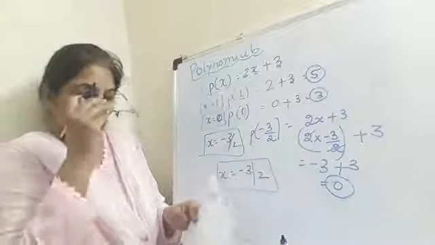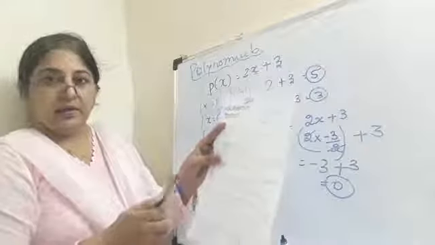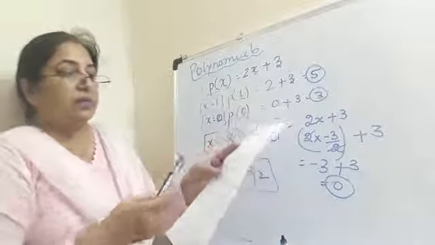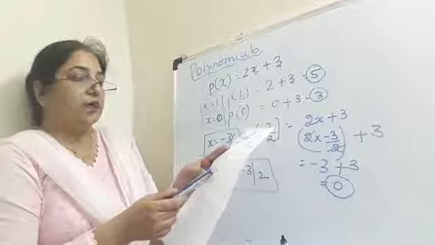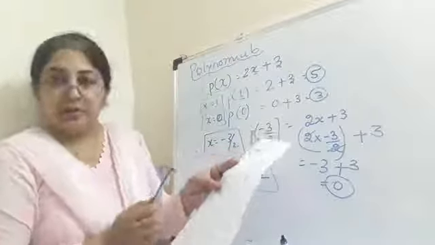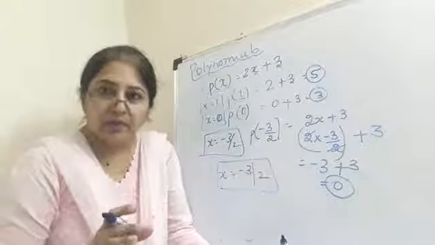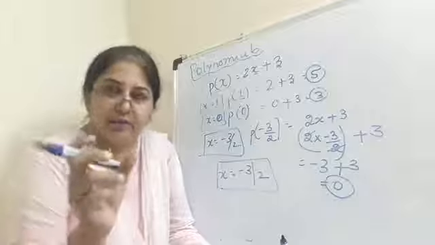Similarly, in question number 1, we have two more parts. p(x) is 4x square plus 25 and p(x) is equal to x into x plus 2 and x minus 3. You will look for the values of x, and wherever you get 0, that number will be the zero of the given polynomial.